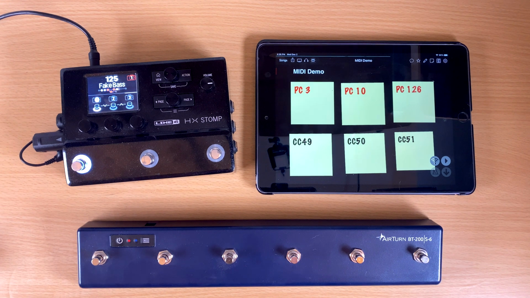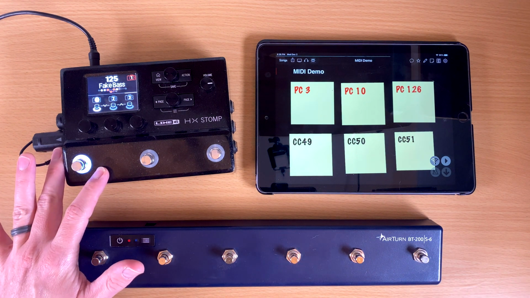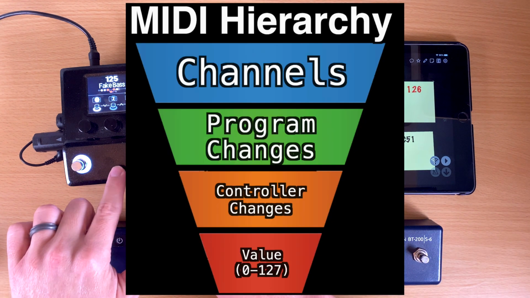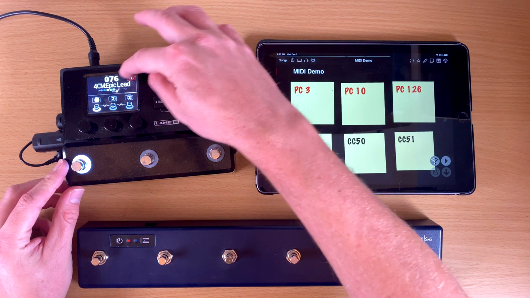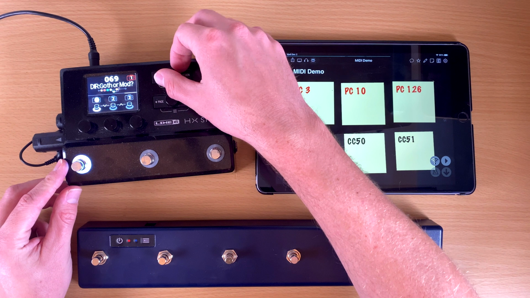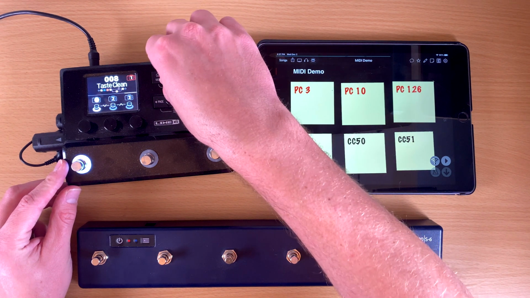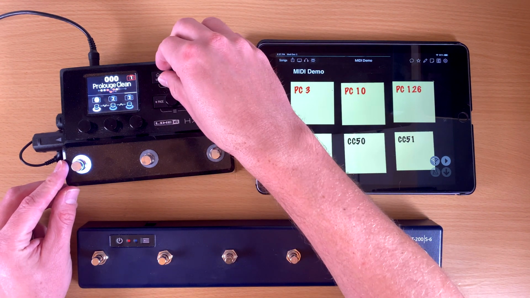Okay, so now that we understand MIDI channels, we're going to understand the difference between program changes and controller changes. The HX Stomp is actually a great device to demo this on. So again, at the top of our funnel, we have MIDI channels, which control just one device. We've established that the HX Stomp is only going to read on channel 4. Now, program changes: do you see how I have all these different presets in here? Different amp modelers, different effects and stuff like that. It goes from 0 all the way up to 125. That's the highest one that we have.